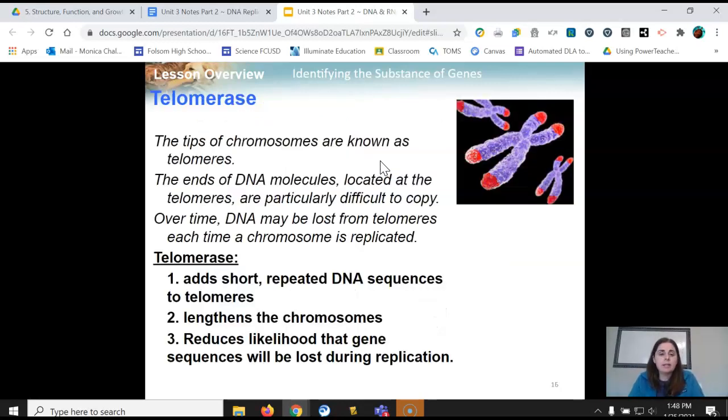Okay, telomerase. This is another enzyme, or not enzyme, sorry. The end of the chromosomes is called telomeres. Telomerase is an enzyme. It adds short repeated DNA sequences to the telomeres to lengthen those chromosomes, and that's because as they replicate over and over again, little bits of it are lost, so it gets shorter. So you have to keep adding to the telomeres. Telomerase does that, and it reduces the likelihood that gene sequences will be lost during replication. So it keeps this buffer on at the end of the chromosomes, okay?